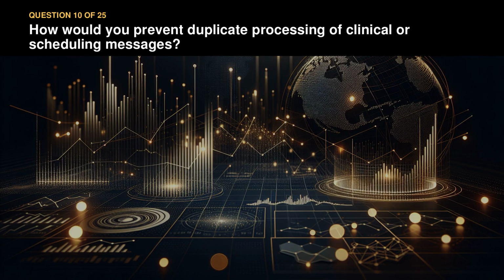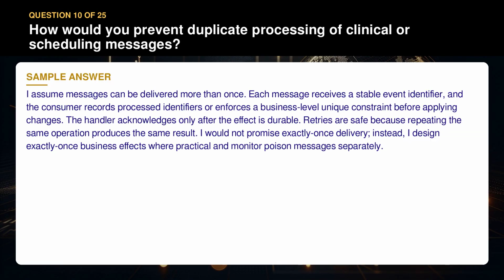Question 10. How would you prevent duplicate processing of clinical or scheduling messages? I assume messages can be delivered more than once. Each message receives a stable event identifier, and the consumer records processed identifiers or enforces a business-level unique constraint before applying changes. The handler acknowledges only after the effect is durable. Retries are safe because repeating the same operation produces the same result.